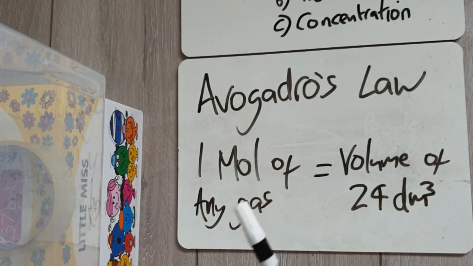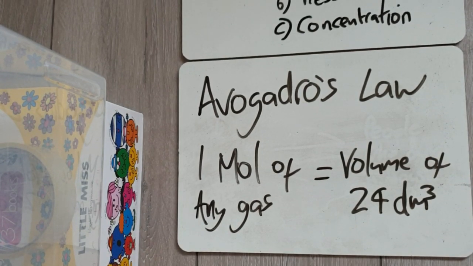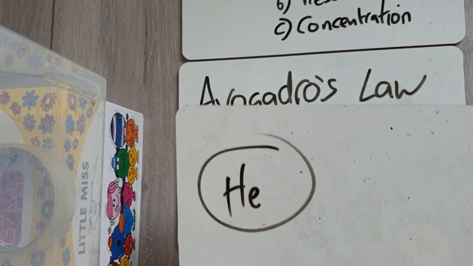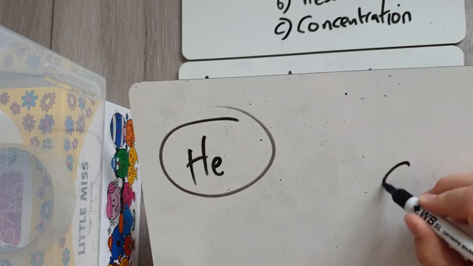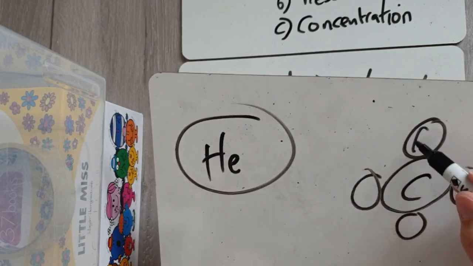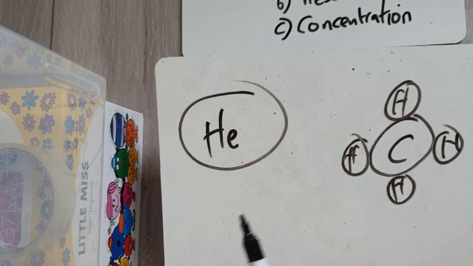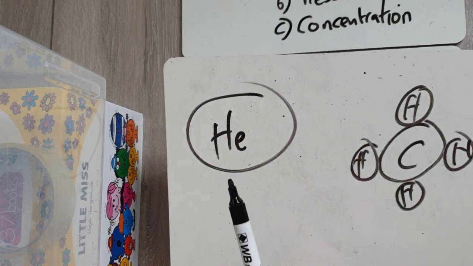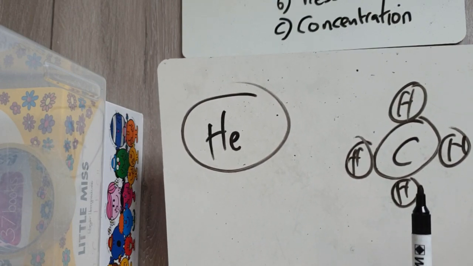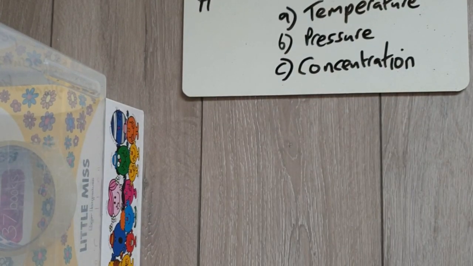So it doesn't matter what the gas is, it doesn't matter if it's helium just going round on its own, or if it's methane going around as a molecule with carbon and 4 hydrogens, H, H, H, H. If these are in the same room, same temperature, same pressure, that takes up 24 decimeters cubed, and that takes up 24 decimeters cubed. Now we're going to look at how pressure is going to affect that.